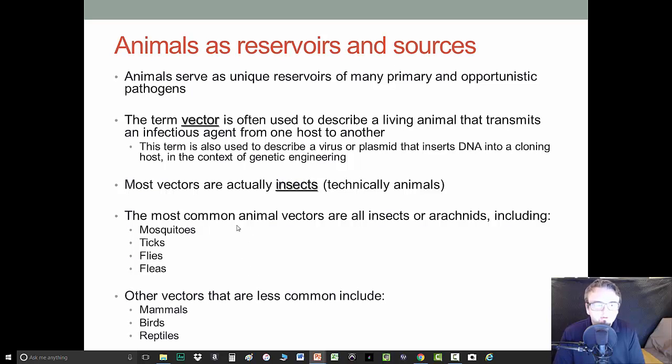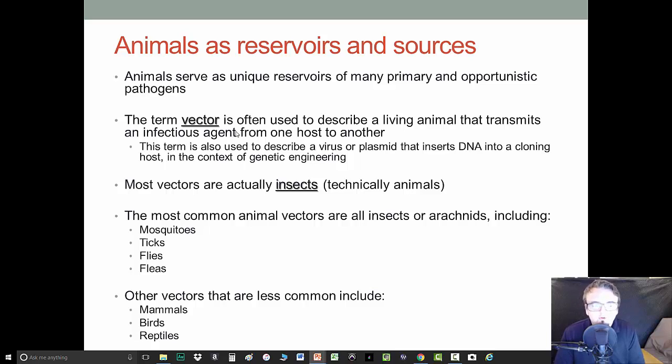When we talk about animal viruses, we use the term vector to describe something that would transmit an infectious agent. So a reservoir can be a vector at the same time. Typically we use the term vector to describe that reservoir or that organism that's spreading the pathogen.